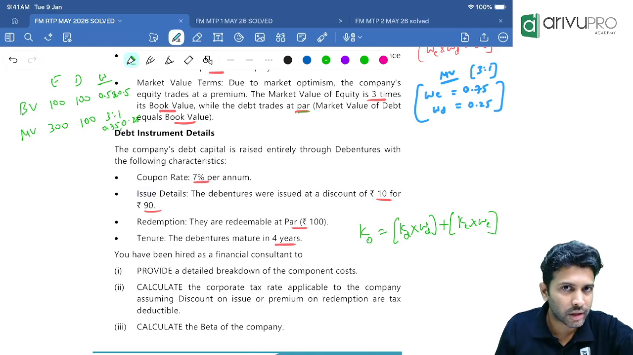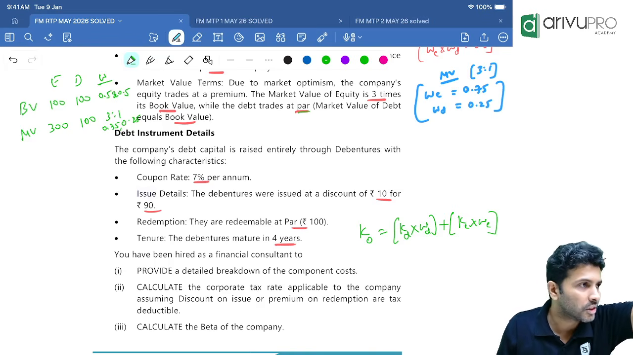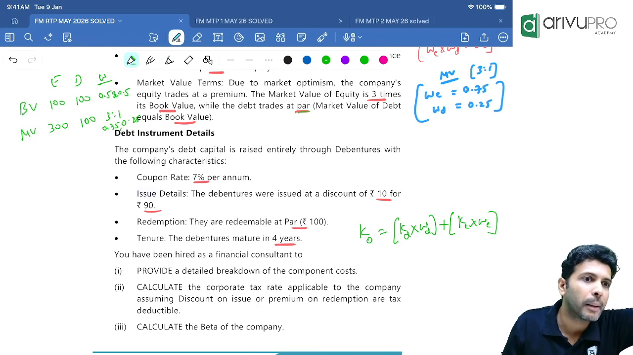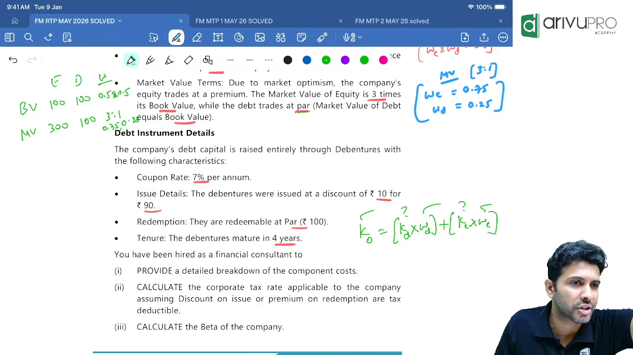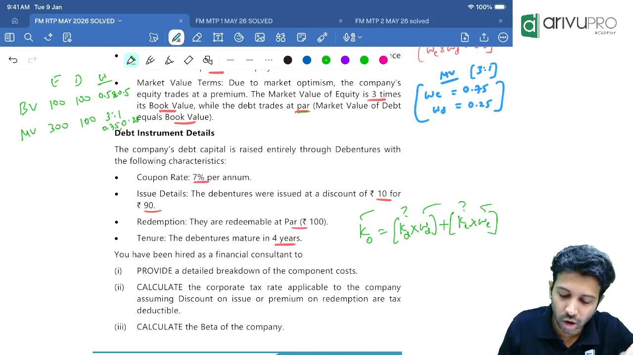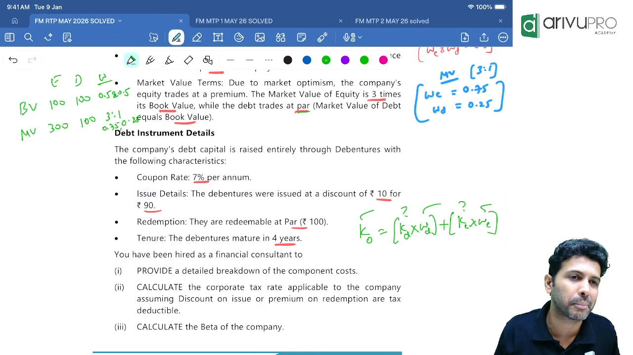And this KO, they have worked out once or twice. Once based on book value, once based on market value. So KO is given, weights are given. That means you'll get two equations. Substitute and get cost of equity and cost of debt. Mathematics, that's all. Two times.